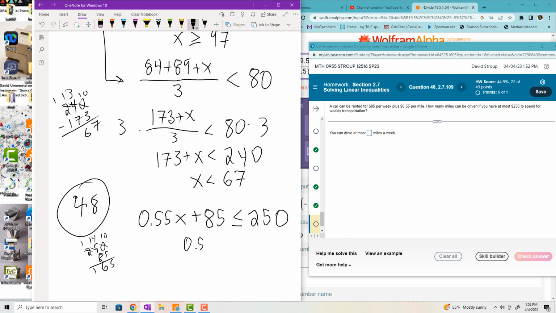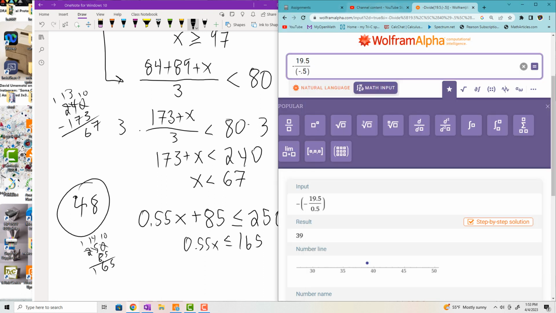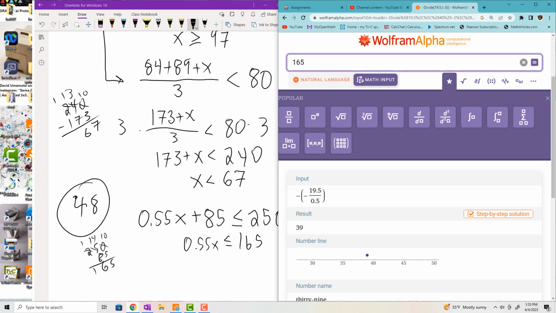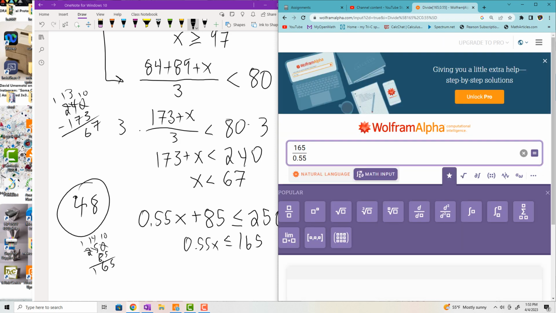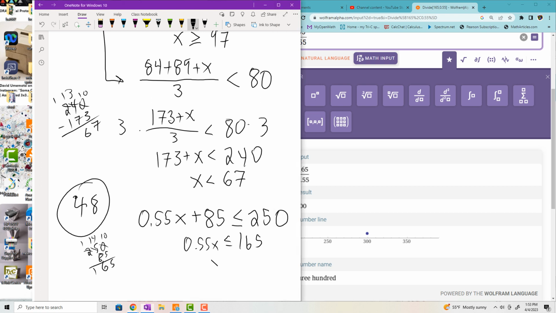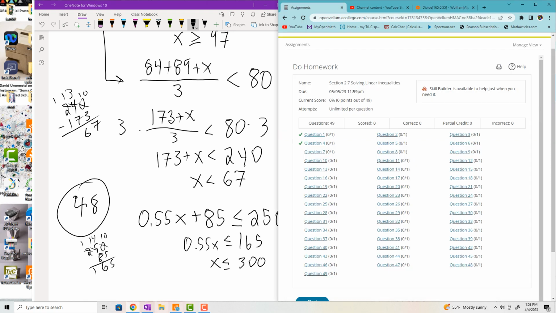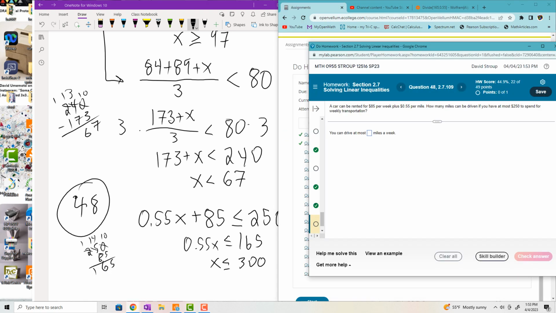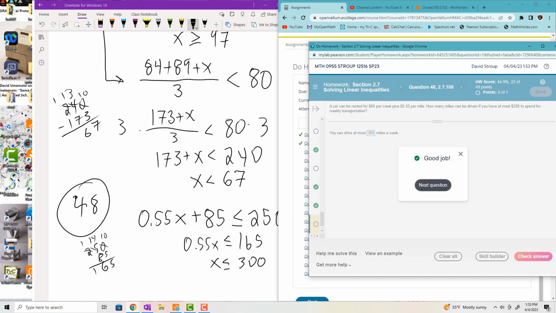And I get 0.55x less than or equal to 165. Then I'm going to divide both sides by 0.55. And I get 300. So you need to keep the miles driven to less than or equal to 300 miles. Okay? There's my answer. So at most you could drive 300 miles in 1 week.